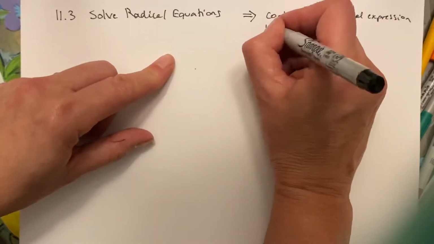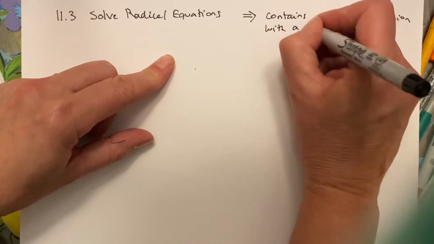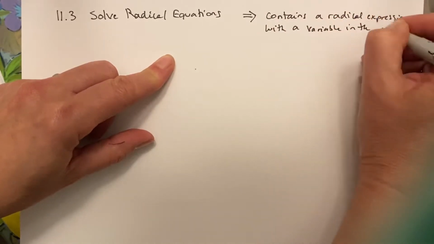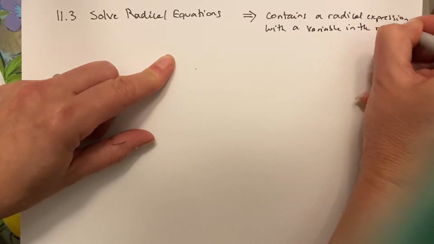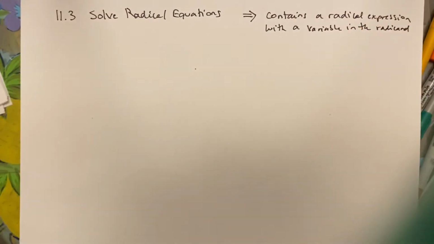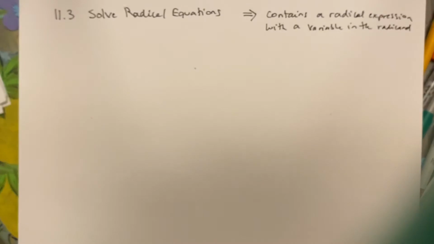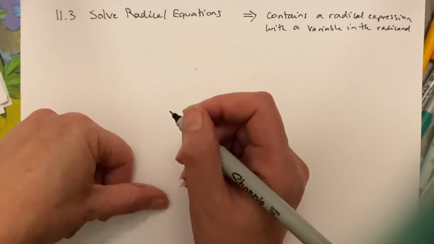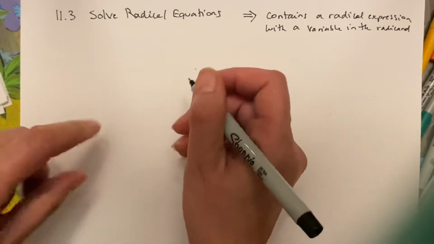With a variable in the radicand, as we saw in 11.1. In other words, you have an x or a y inside the square root. So just as with all other equations to solve for x, you're going to want to get x to one side. But there's a particular way to solve radical equations.